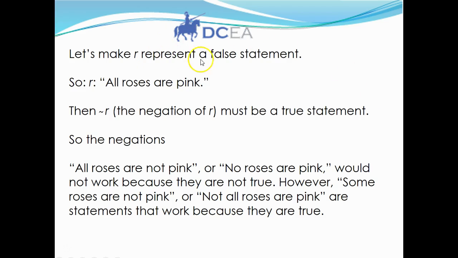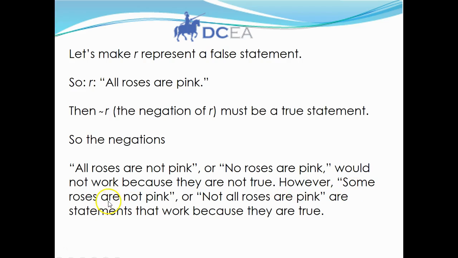Let's make R represent a false statement. All roses are pink. Now let's make not R, which is the negation of R, a true statement. If we begin and we make some negations, we might say all roses are not pink, or no roses are pink. But these would not work because they are not true. Remember, we started with a false statement. We now need to make a true statement.